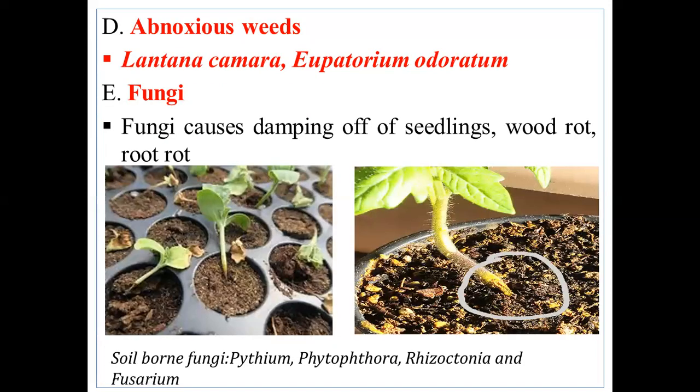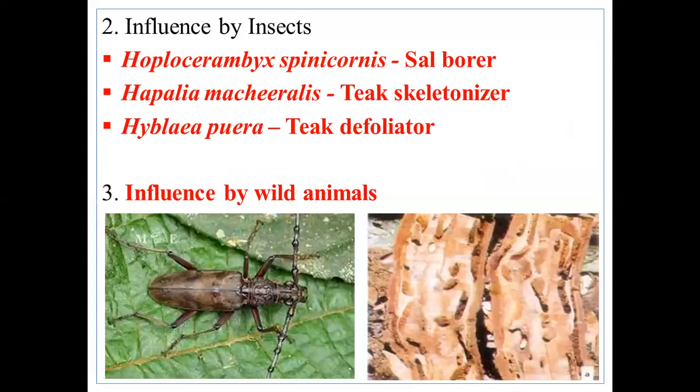Now we are moving to the insects. Within the biotic factors we are discussing insects. Some insects are beneficial and some are very harmful. For example, take Hoplocerambyx spinicornis. This is one of the insects which causes the sal heartwood borer.